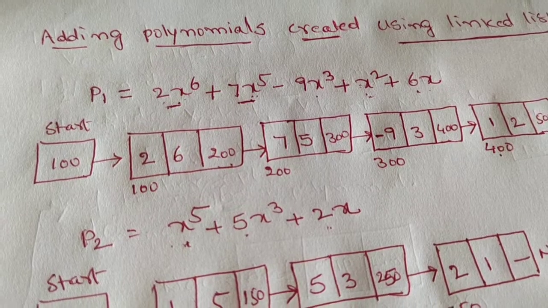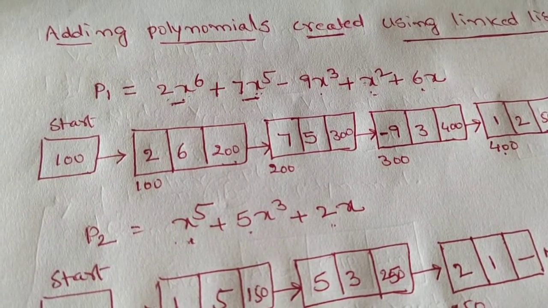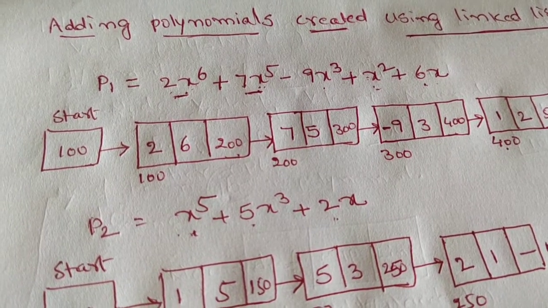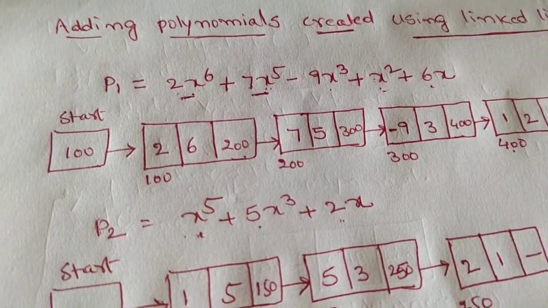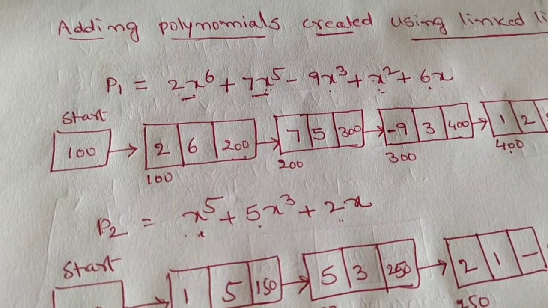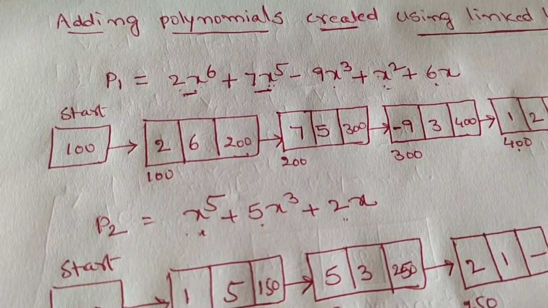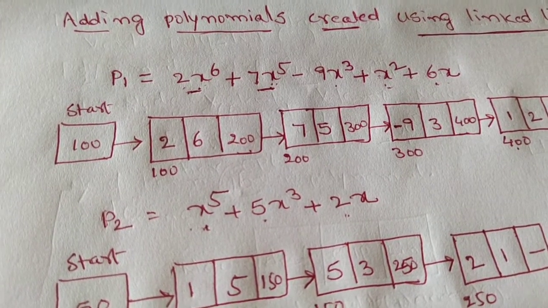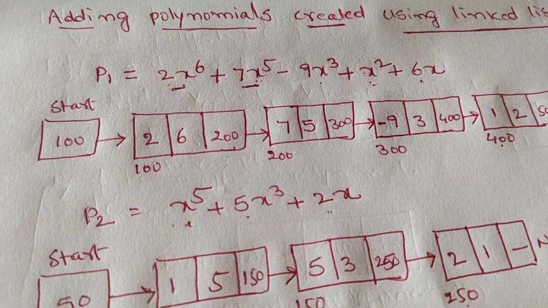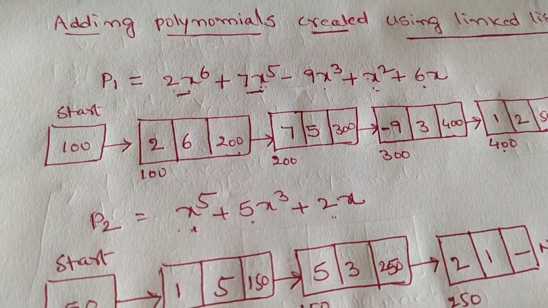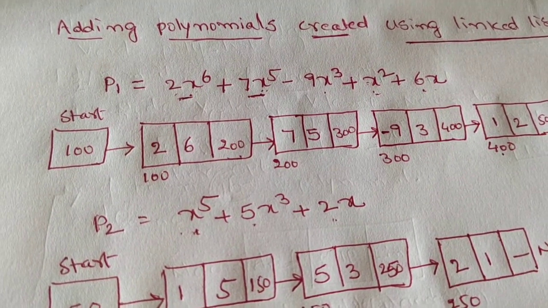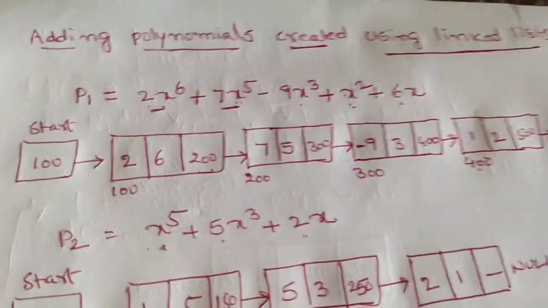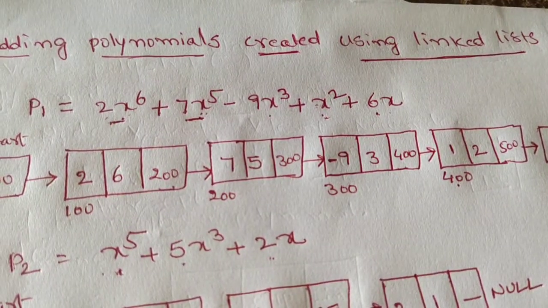Here the starting node points to the first node of the polynomial. The node here has three parts. The first part contains the value of the coefficient, the second part contains the value of the exponent, and the third part has the address of the next node where the next term of the polynomial is to be stored. So this is the actual linked list representation.